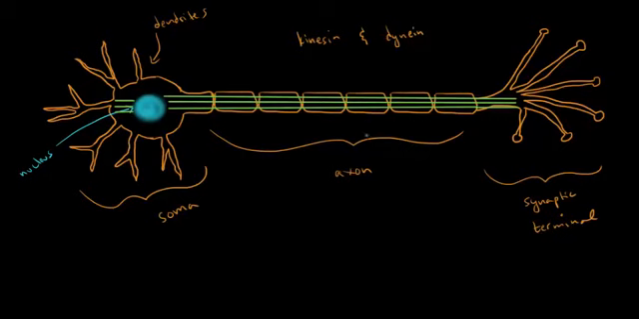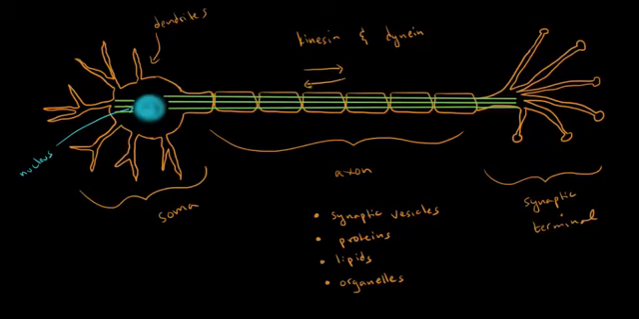So what are some things that can be shuttled down this microtubule railroad? So synaptic vesicles, which actually contain neurotransmitters, different proteins that the cell needs, different lipids that might be necessary, and even organelles, such as mitochondria. And kinesin and dynein are able to transport substances in this direction from the soma to the synaptic terminal, but also in the other direction, going from the synaptic terminal to the soma.